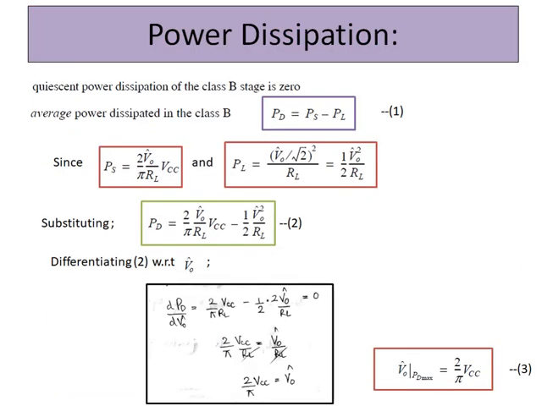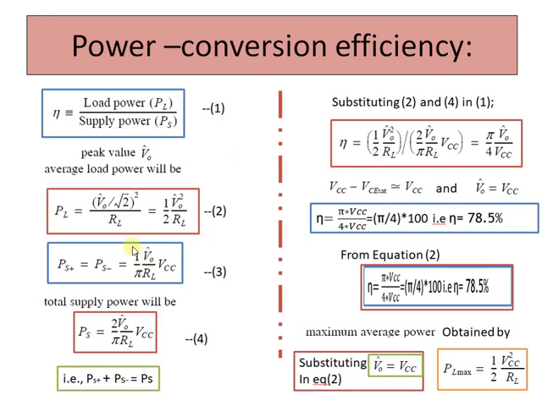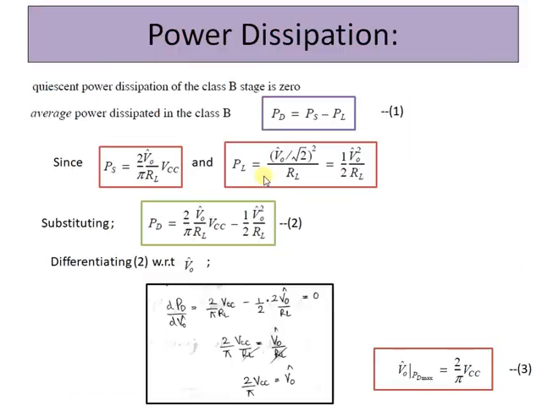In order to compute the power dissipation, the quiescent power dissipation is considered to be equal to 0. So when the input signal is applied, the average power dissipated in the class B output stage, PD, will be equal to PS minus PL, and this is given as equation number 1. Now individually we know what PS and PL are, which we have seen in the equation for the power conversion efficiency. Those same equations have been repeated here, and on substituting these two equations in equation 1, we get equation number 2.